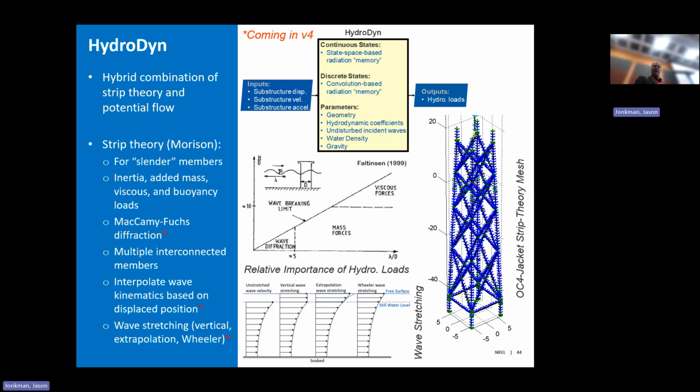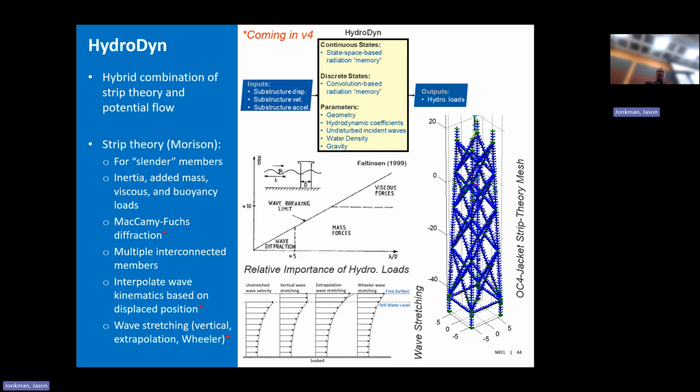Recently in 4.0, we've also added a MacCamy-Fuchs diffraction correction. So if you have a large volume strip theory member, this is a good way of shortcutting the potential flow solution. It really only works for vertical cylinders, but it's a nice option in strip theory. Again, you can do multiple interconnected members like the jacket here. And again, in 4.0 now we've added the interpolation based on displaced position, if you want to have that sort of nonlinear effect in there.